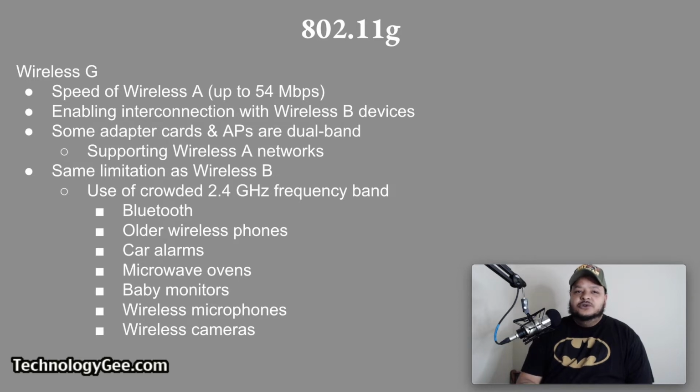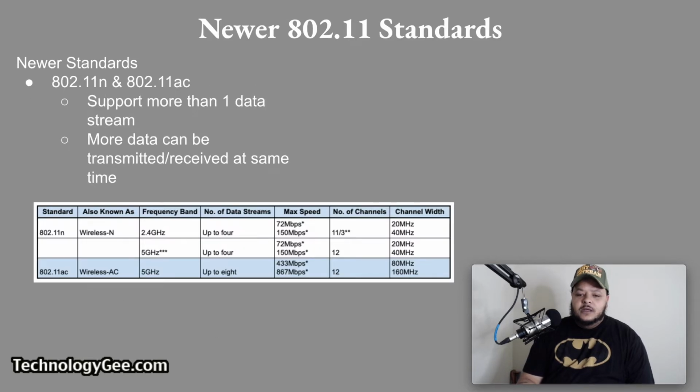Newer standards include the 802.11n and the 802.11ac. In addition to faster performance, the 802.11n and the 802.11ac standards support more than one data stream so that more data can be transmitted or received at the same time. And here is a chart showing some of the newer 802 standards.